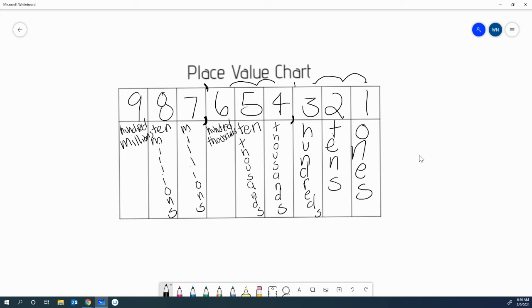654,321. So it's really important to remember you're reading each of the 3 numbers as if they were by themselves and then just adding the words when you get to the comma. So 987 million, 654,321. I'm going to have you answer a couple questions just to make sure you understand place value, and then we're going to move on to different word forms.